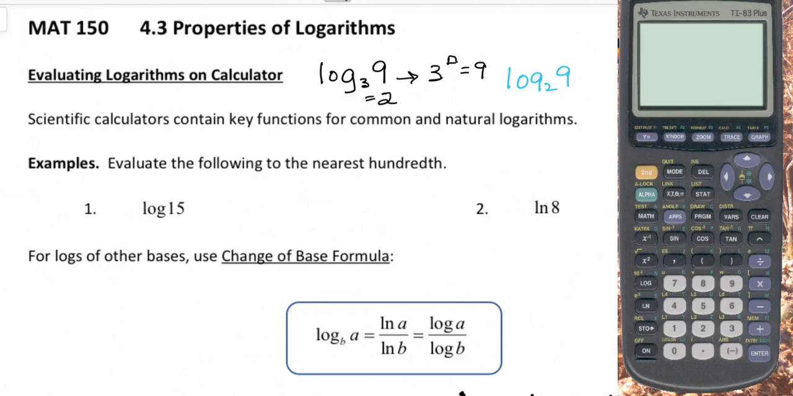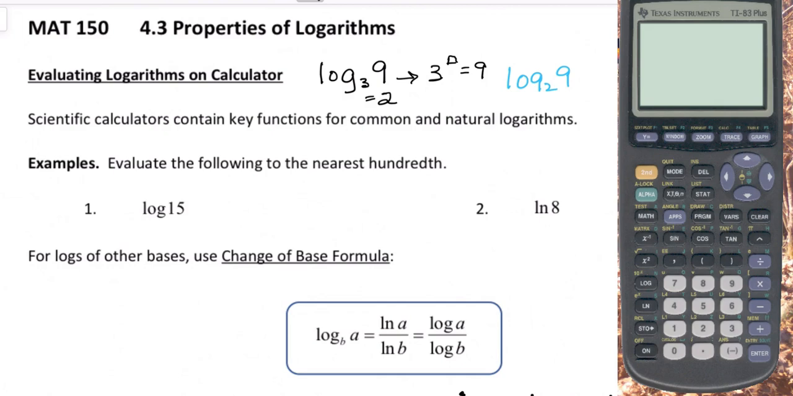I mentioned before that there are two bases that show up more often than any other, and that's base 10 and base e. In these first two examples, I've got an example of log of 15, and that's base 10, and I know this because there is no subscript written on the log. And in example number 2, where I'm asked to evaluate the ln of 8, this is the natural logarithm, and I know that this means that my base is e.